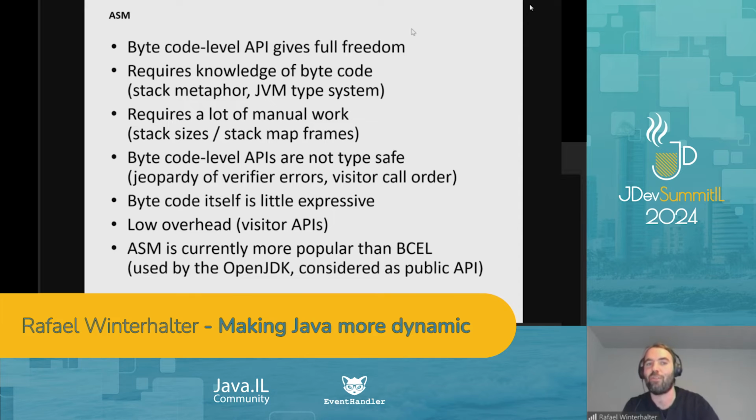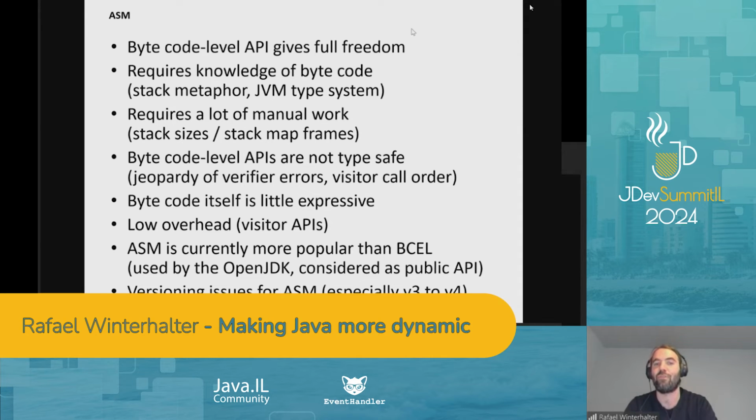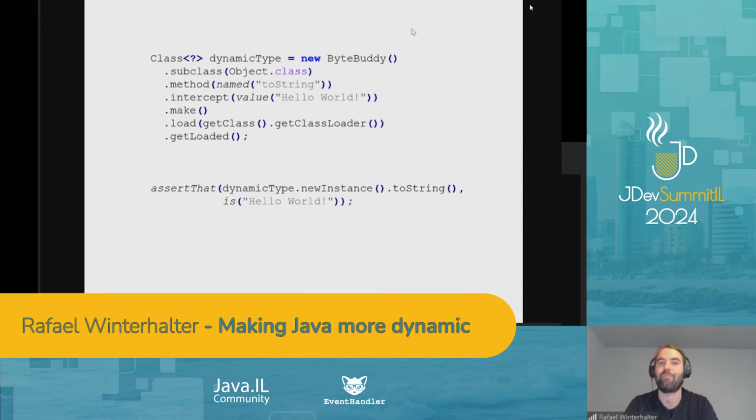Then you also have a lot of manual work. It's not only what I showed you, like all these jump instructions need to add stack map frames, for example, mentioning what's on the stack on every go-to instruction. And you have to compute the operand stack sizes and so forth, because for the interpreter, all this metadata is still mandatory. All right. And also versioning issues. ASM had some old versions that are still around, unfortunately, which broke a lot of API. So Byte Buddy also tries to avoid that.